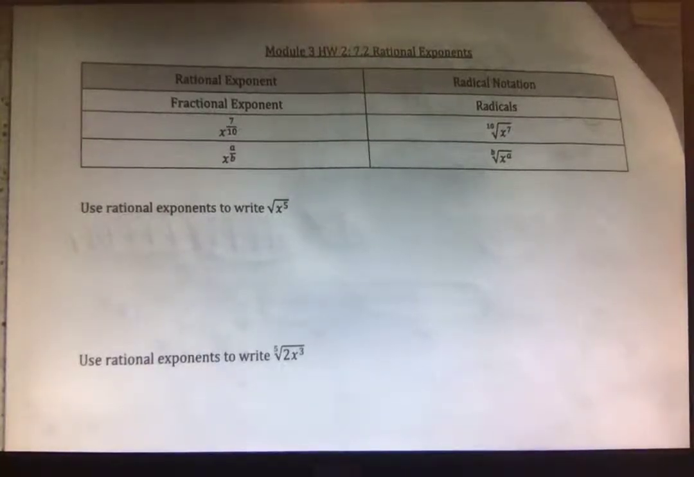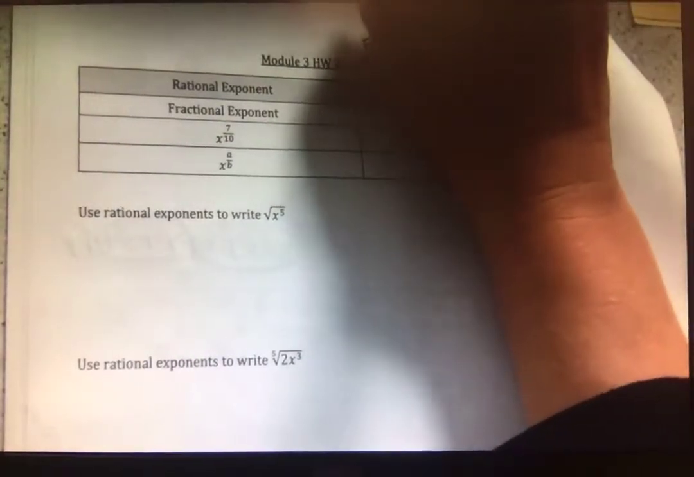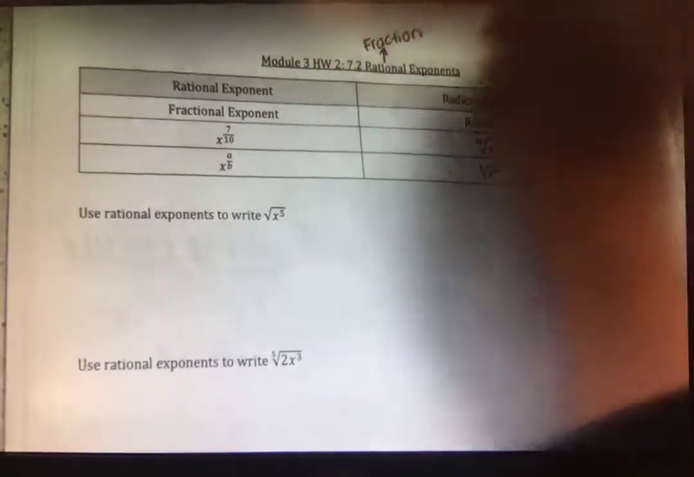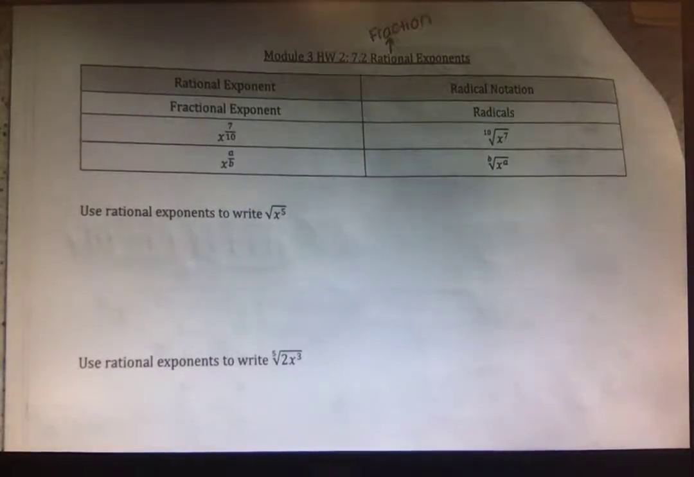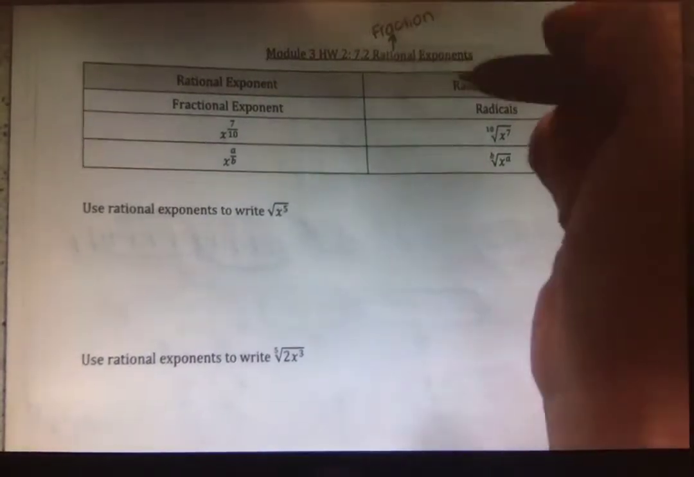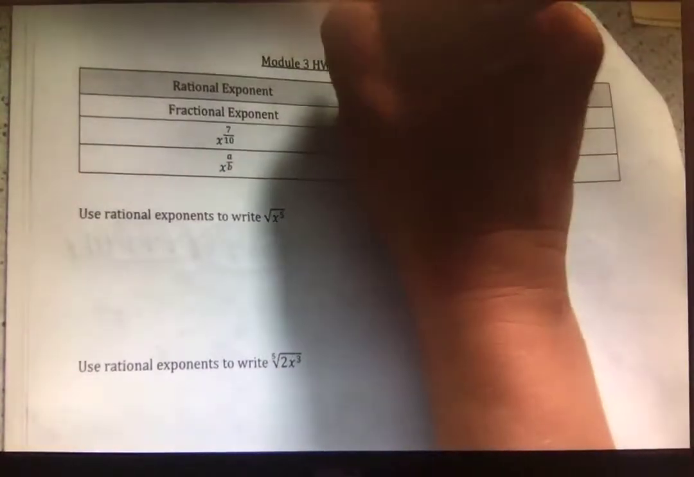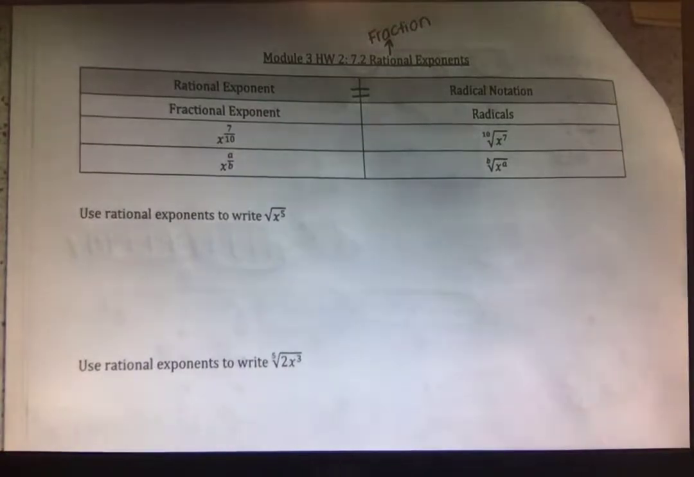All right, this will be Module 3, Homework 2, which is talking about rational exponents. Before we start, this word rational is just a fancy word for fraction. So we're just looking at fraction exponents. If you notice, there are two different ways of writing the same exact thing. We can write it in rational or fraction exponent form, or we can write it using radical notation. They both mean the same thing.